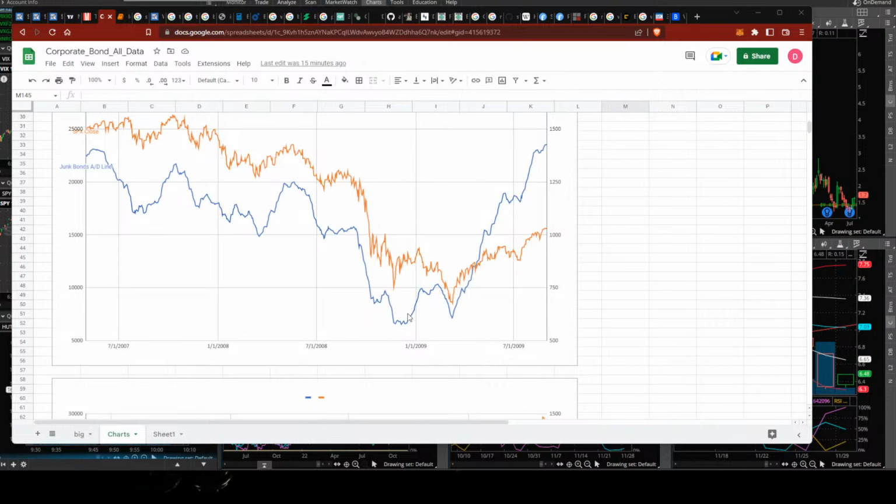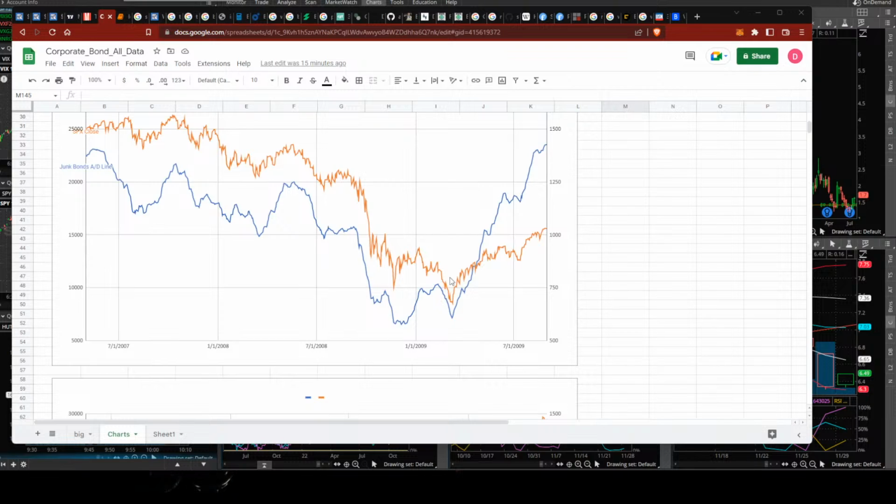Now, in March of 2009, we already saw the junk bonds advance-decline line make a higher high and a higher low. And that showed us that a trend reversal was about to happen. While the market made a lower low, the junk bonds ADL made a lower high.